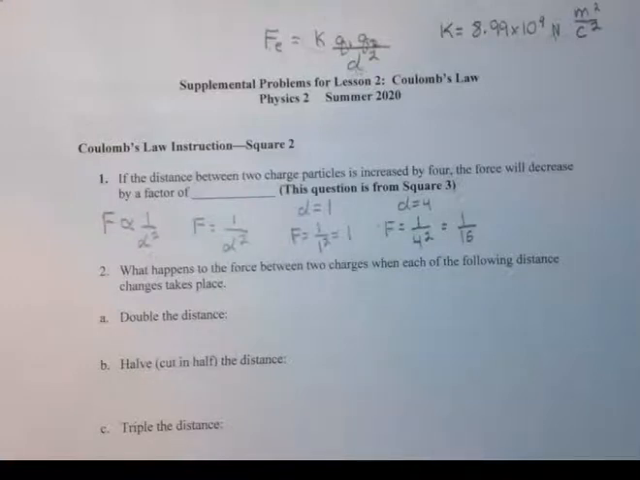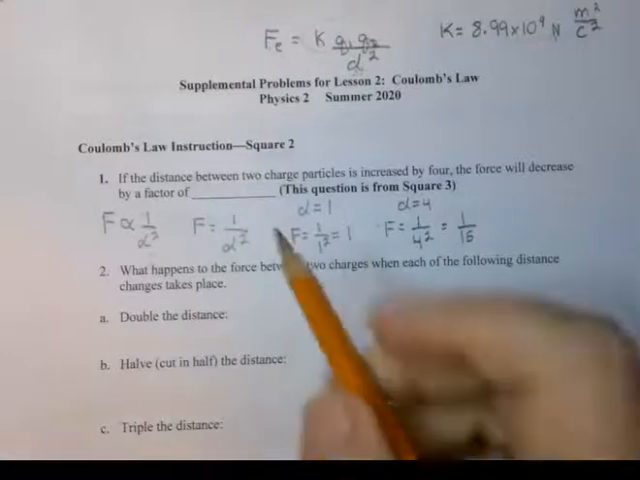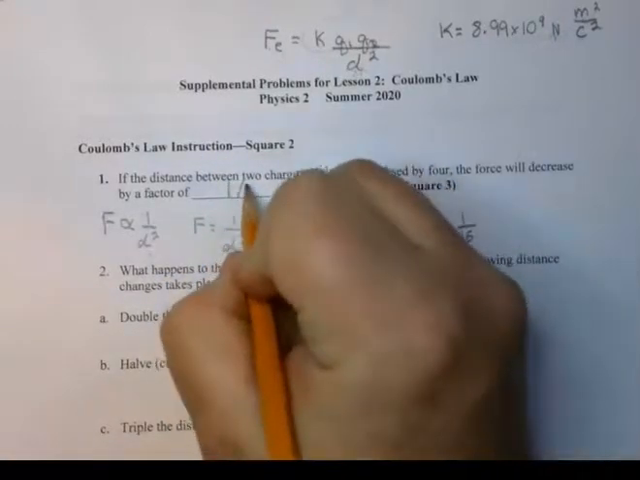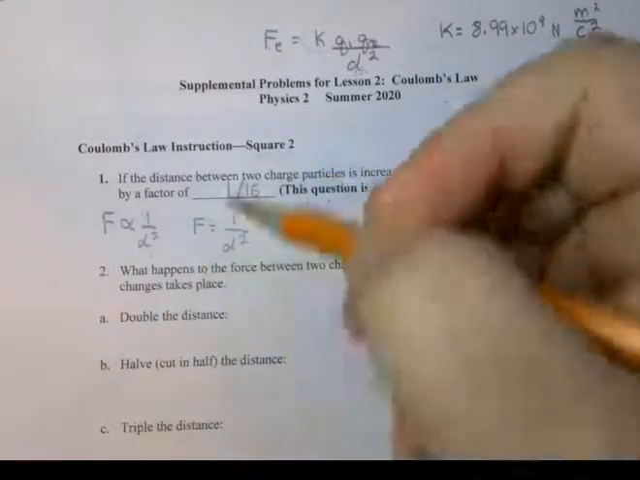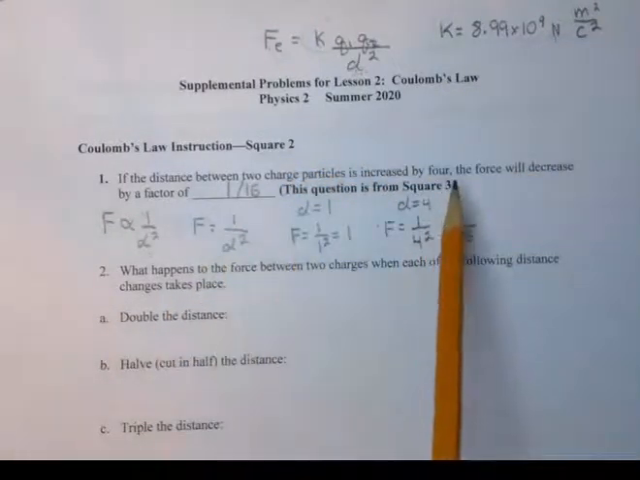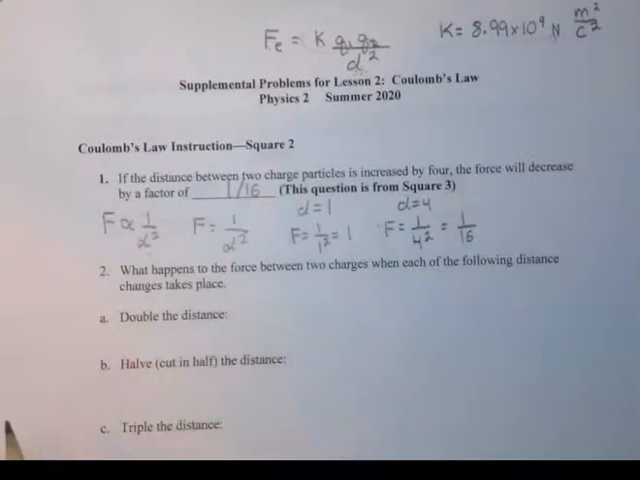If you move them apart, it's going to get weaker. And so the answer to this is 1/16. I don't like you to write fractions like this, but I don't have any space to write it. You should write 1 over 16 to be proper. So it says the force will decrease by a factor of 1/16.